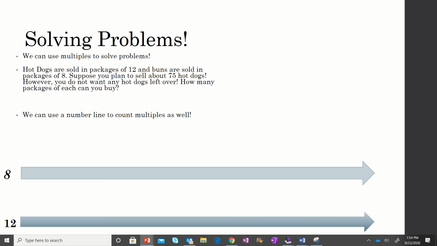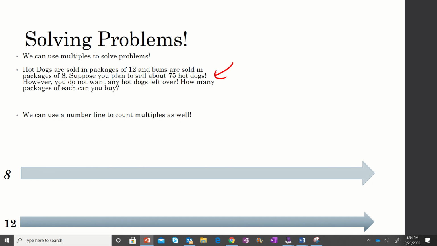All right, so this is kind of a tricky problem, but what we're going to look at is hot dogs are sold in packages of 12 and buns are sold in packages of 8. Suppose you plan to sell about 75 hot dogs, okay? However, you do not want to buy any hot dogs left over. How many packages of each can you buy?